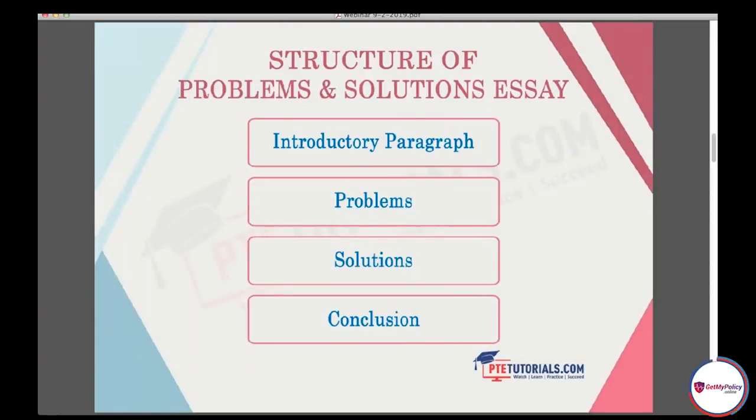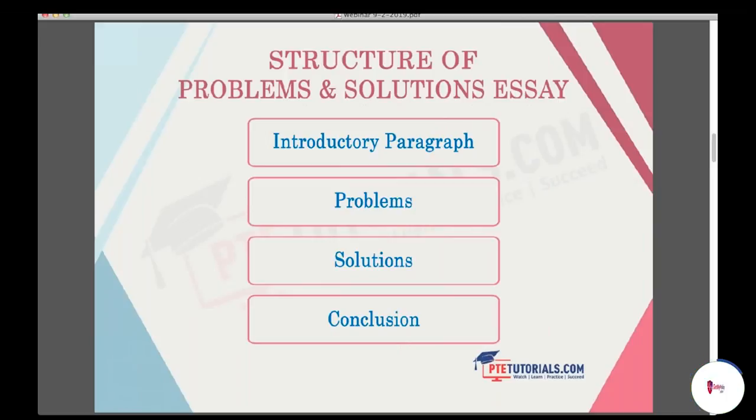Next is the structure of the problems and solutions essay. Coming to this problems and solutions essay, you have to give a clear introduction. The second para, that is body para 1, will be about problems, body para 2 solutions, and finally you have to give a conclusion. Why not two problems here, two solutions, and two problems here, two solutions here? No, it becomes a bit complex.